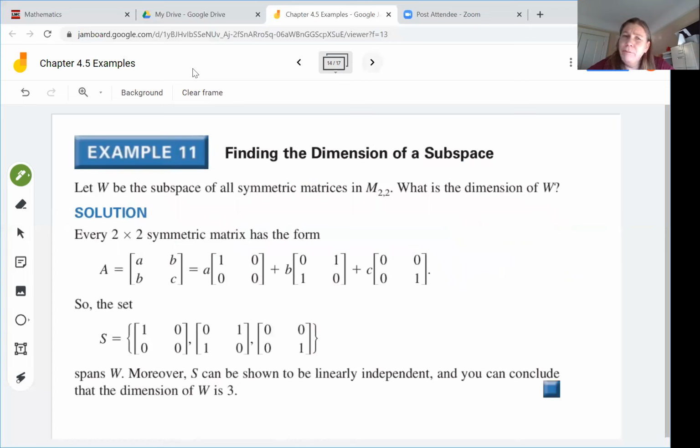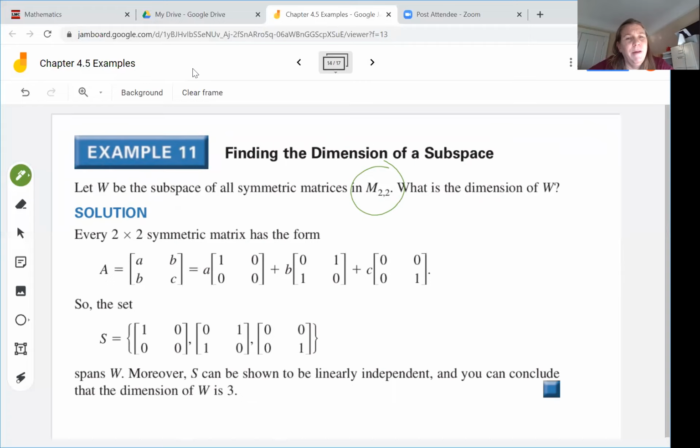Here in example 11 from the text, we're going to look at finding the dimension of a subspace. So let W be the subspace of all symmetric matrices in the set of all 2 by 2 matrices. We call that M with a subscript of 2, 2, where the rows come first and then the columns. So what's the dimension of W?